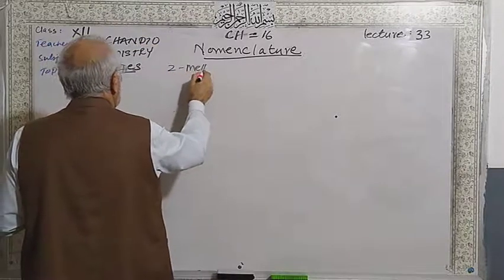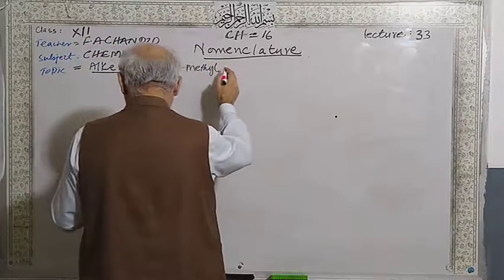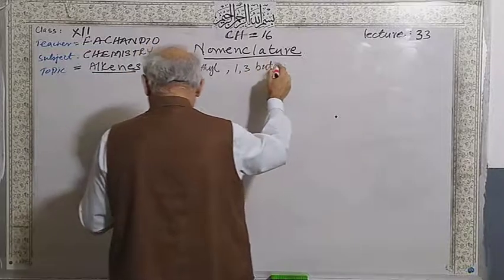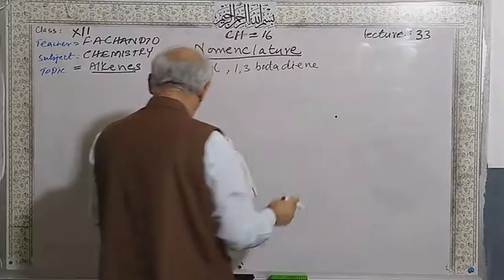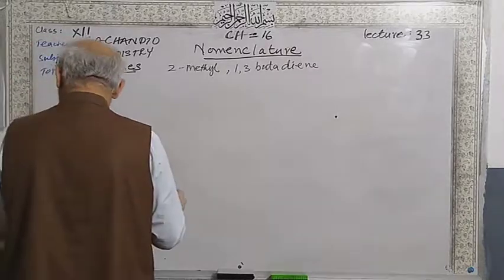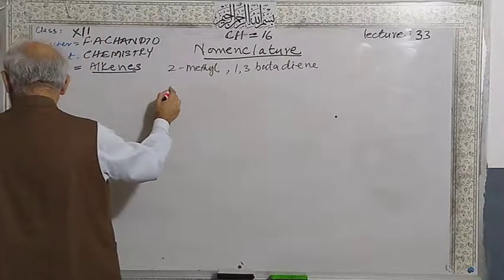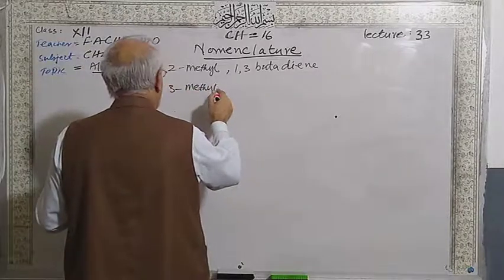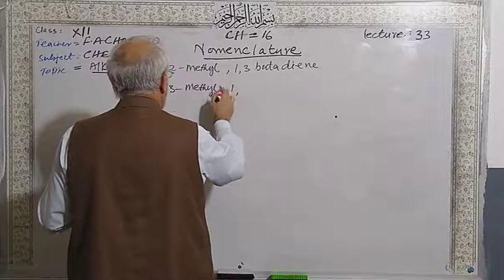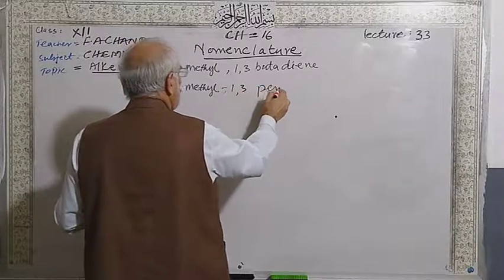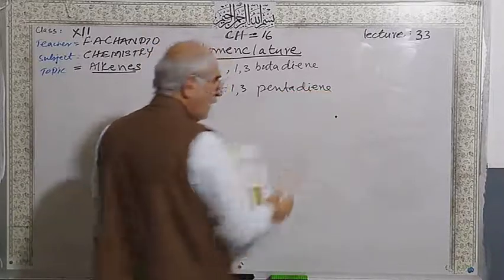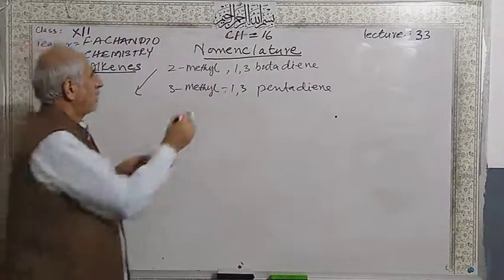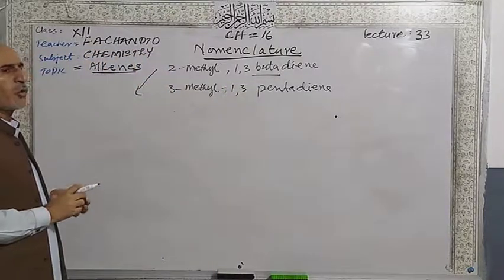2-methyl-1,3-butadiene, and the other, 3-methyl-1,3-pentadiene. Now for this one, the longest chain contains 4 carbon atoms.